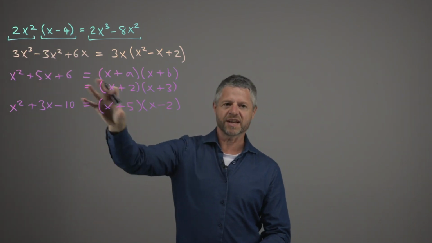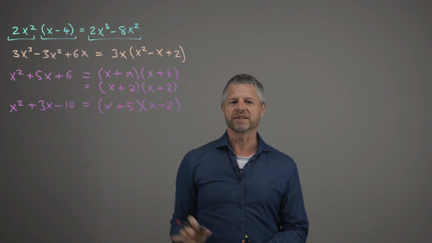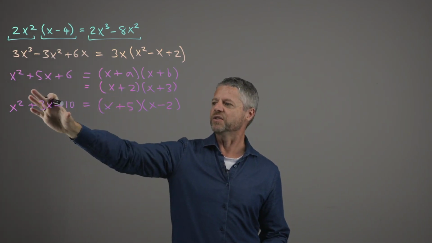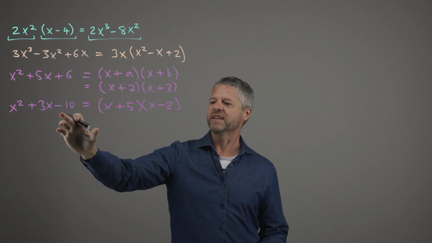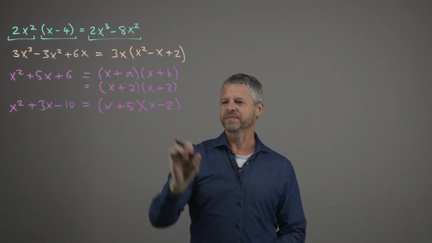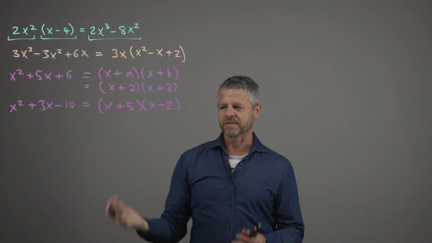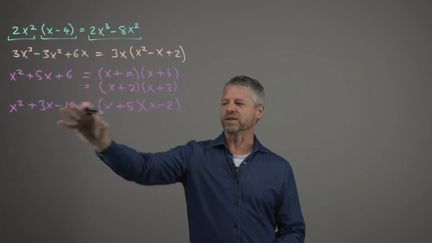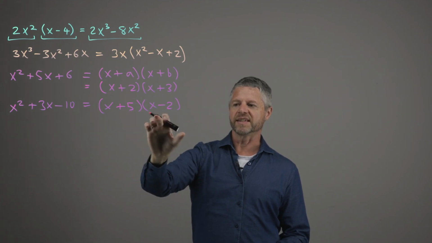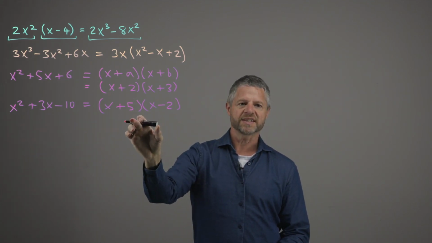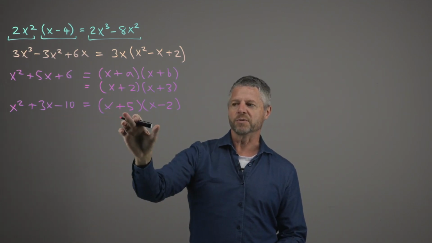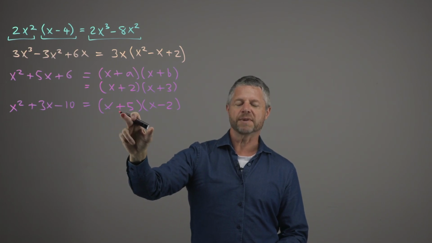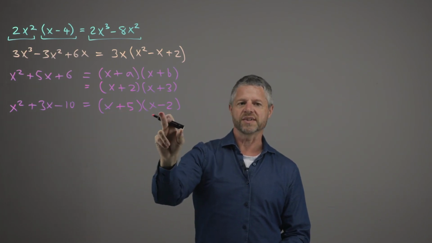This is an important skill to develop, the ability to go from a quadratic into its factors. Part of the motivation for that is we're often looking for where the polynomial is 0, and we can easily see, for example, in this case, this polynomial would be 0 when x is equal to minus 5 or x is equal to plus 2.